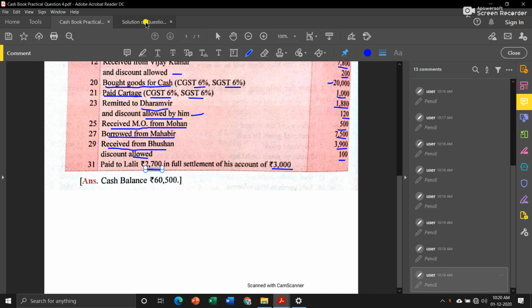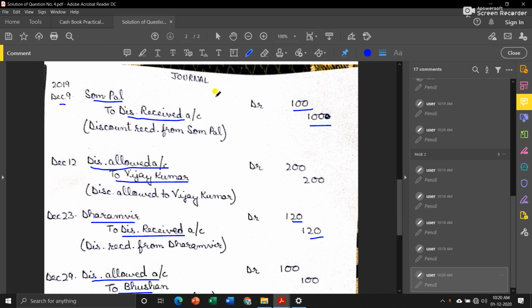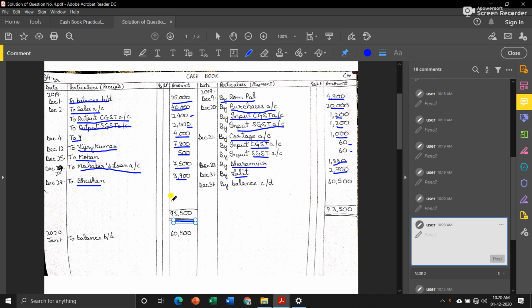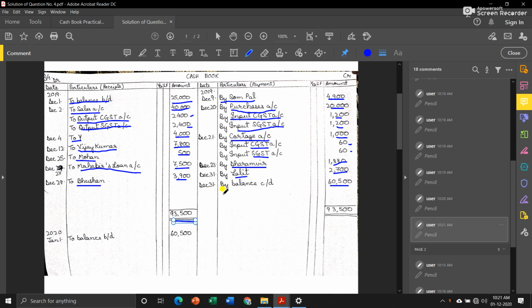Now after finishing all the transactions, what we have to do is balance our cash book. As I already told you, always find out the debit side, that is the receipt side total, first, because it will be always, not always, but in most cases, higher than the payment side. So at first we will find out the total of the receipt side, that is 93,500, and then from there you can deduct all your payments. After deducting, the difference amount, that is 60,500, will be written as by balance carried down on the credit side. Now after adding this difference amount, we get 93,500 on both sides.